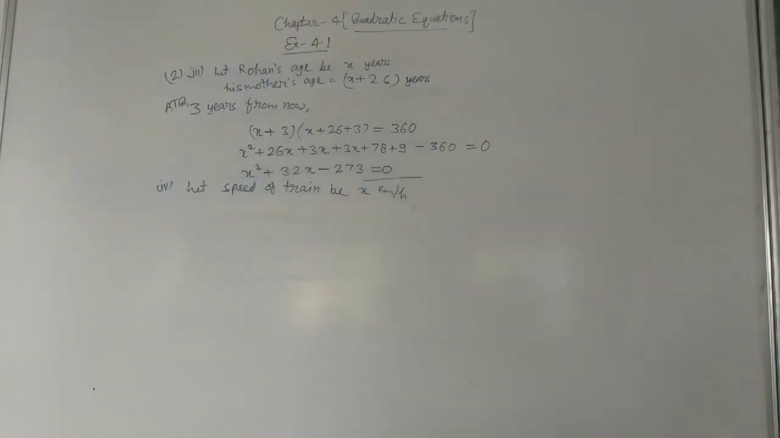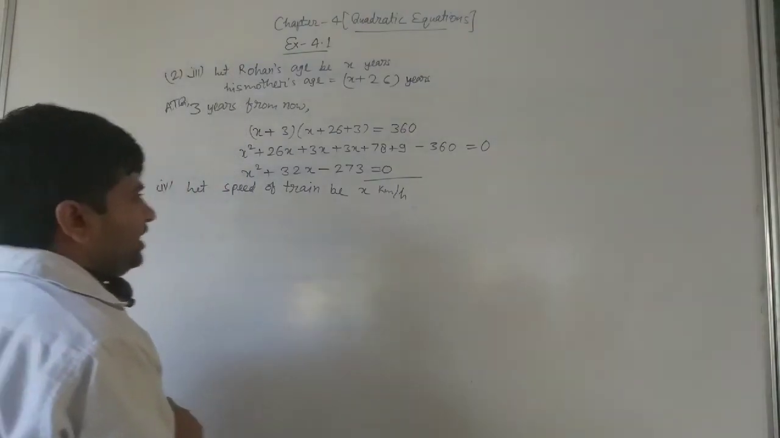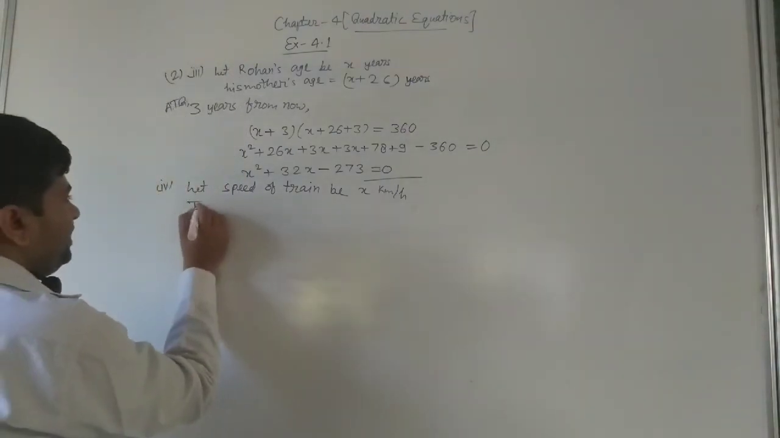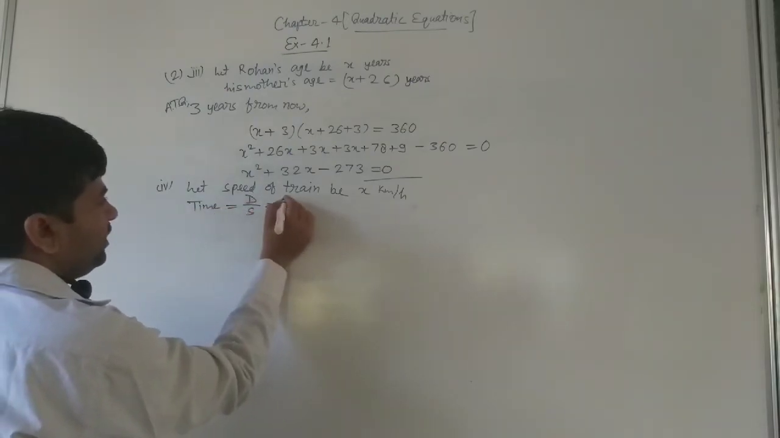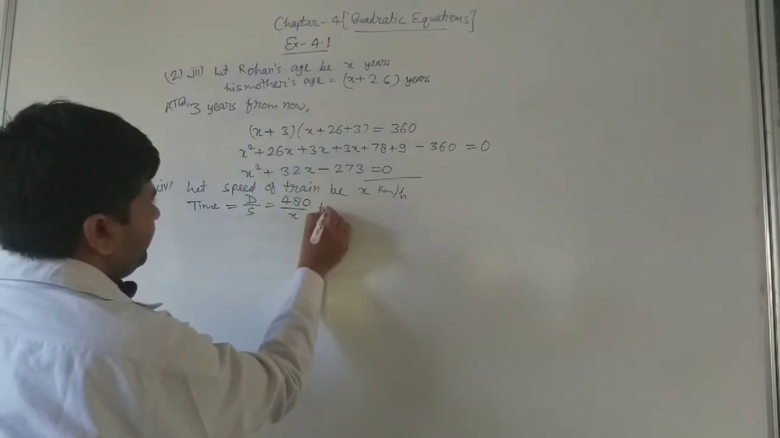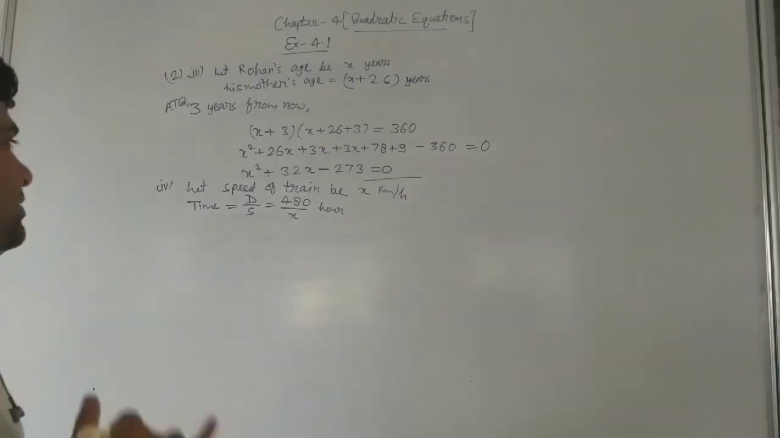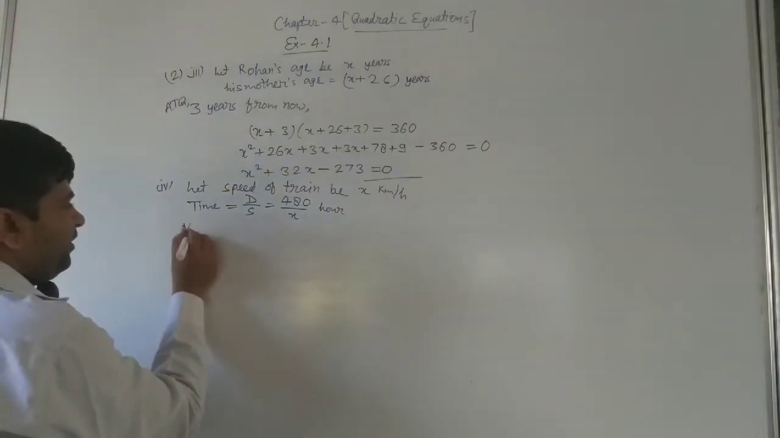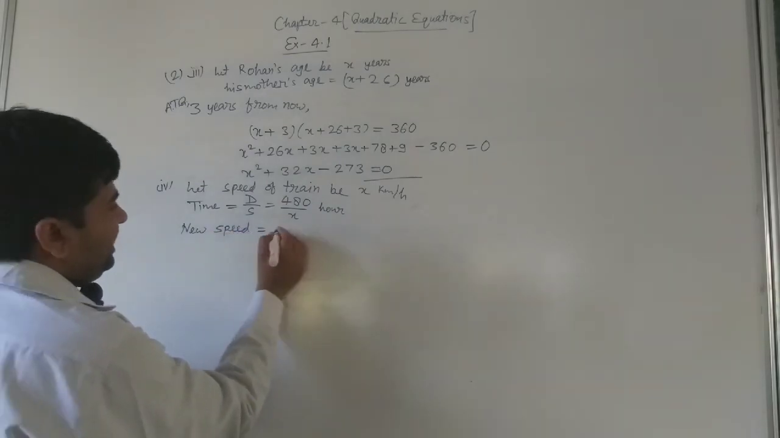In 1 hour it covers x kilometers. Now the distance is given as 480 km, so we can find the time. Time equals distance upon speed, so distance is 480 upon speed x, that is 480 upon x hours. Now the speed is reduced by 8 km/h, so the new speed will be found.